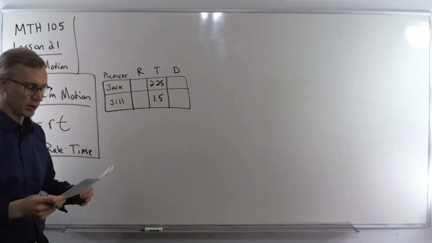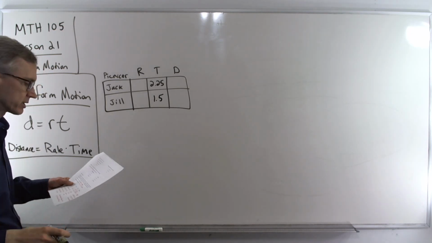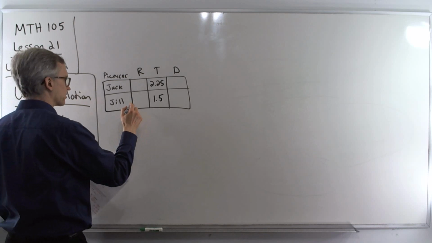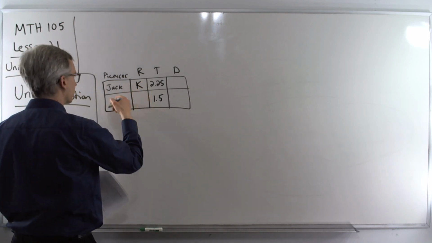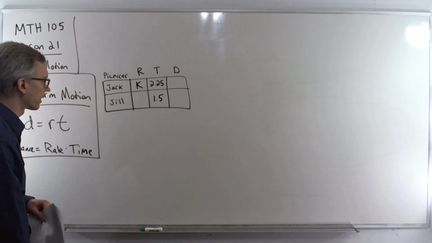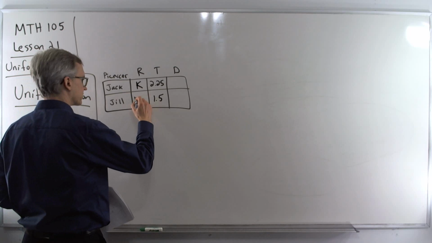Now we know that Jill drives 10 miles per hour faster than Jack. So her speed is given in relation to Jack. So start with Jack's speed. And since they both have J's in the name, I'm going to call Jack K. Jack's speed K. Now Jill is 10 faster, so that's K plus 10.